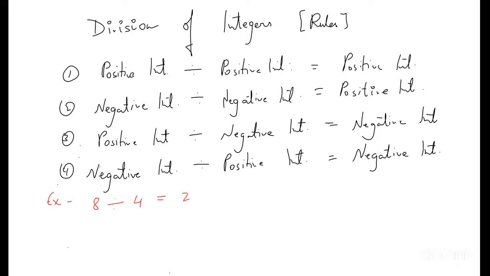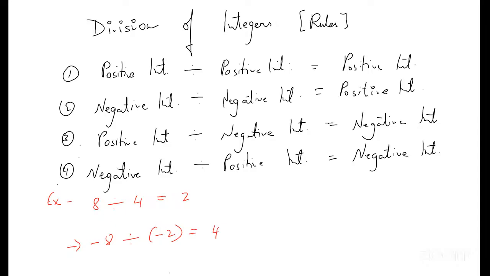Another example. Divide -8 by -2. The answer will be 4. Positive. Why? Because both are in minus. We have to divide -8 by -2. Minus minus is plus. So answer will be plus, positive.